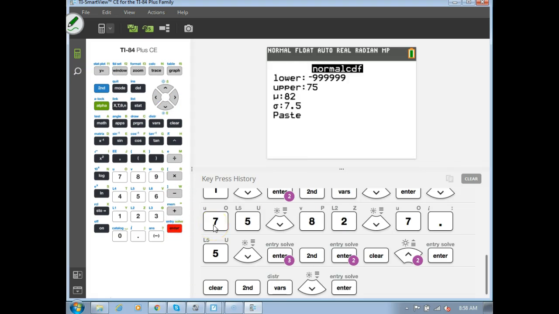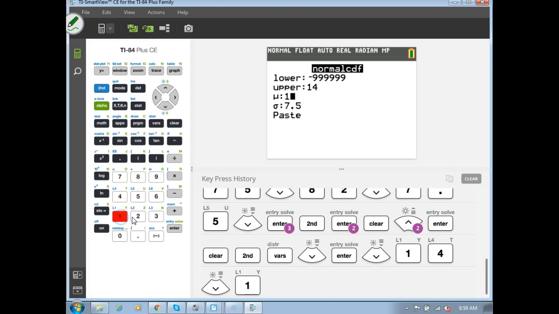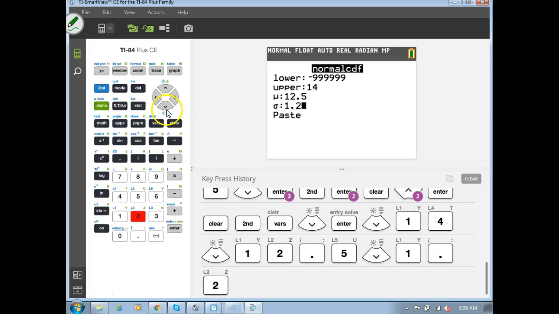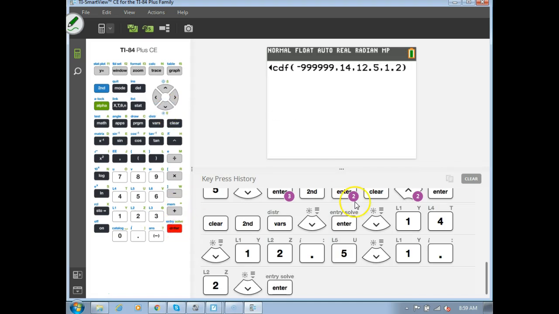What would be an appropriate lower bound if I want to go all the way to the end of the curve, guys? Yeah, something really far. And I know it doesn't make any sense to say negative 999,000 minutes, but whatever. The upper bound. It was within 14 minutes. Don't get hung up on whether I can be 14, just put 14 as your upper bound. The mean was 12.5? Okay. And the deviation was 1.2? Oh, I should hit enter. There we go. So it's 89.4%.